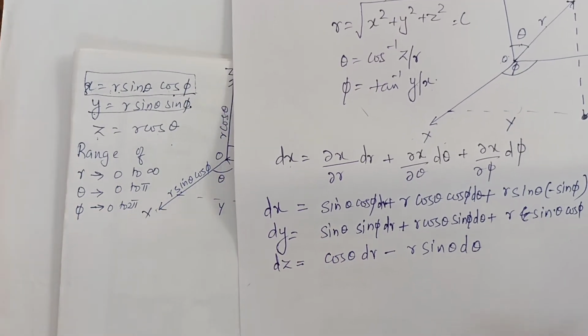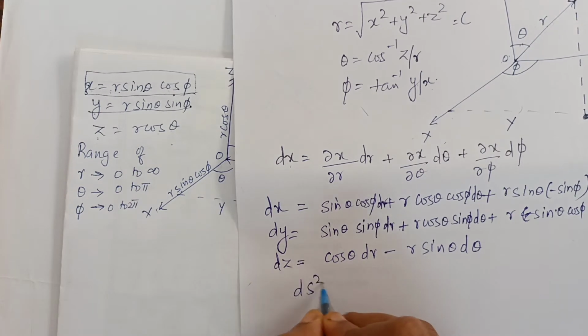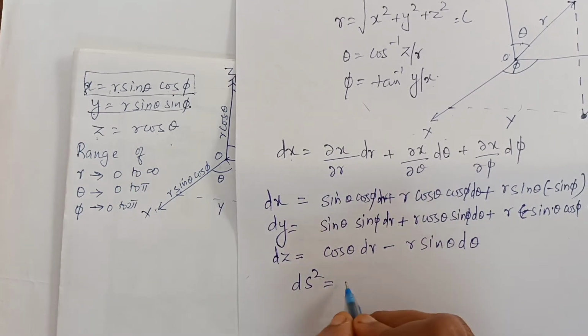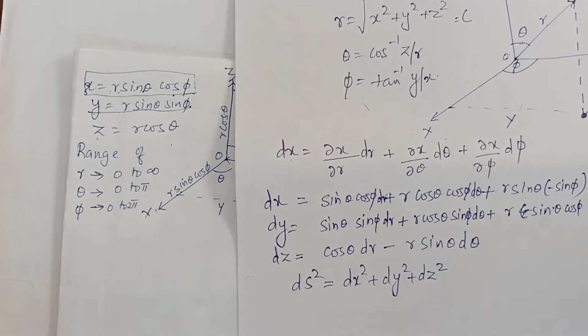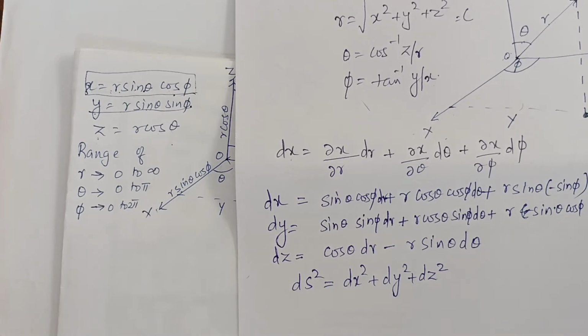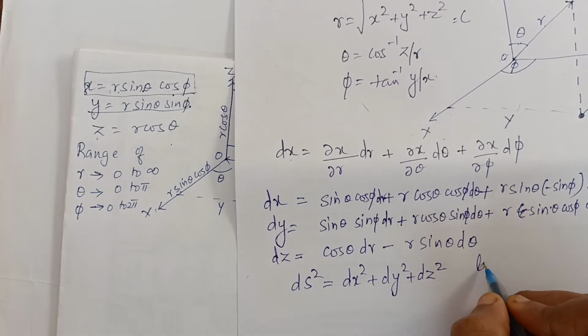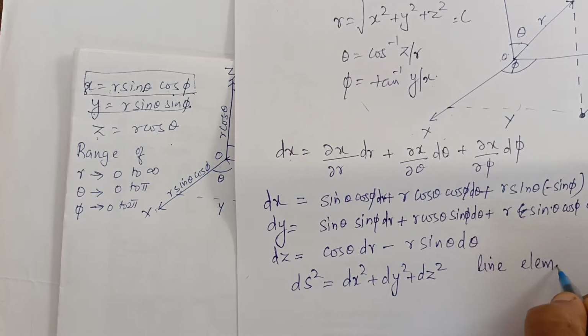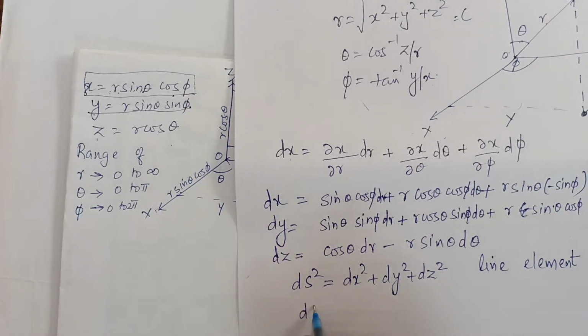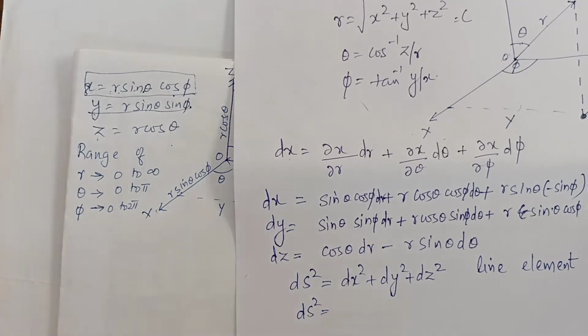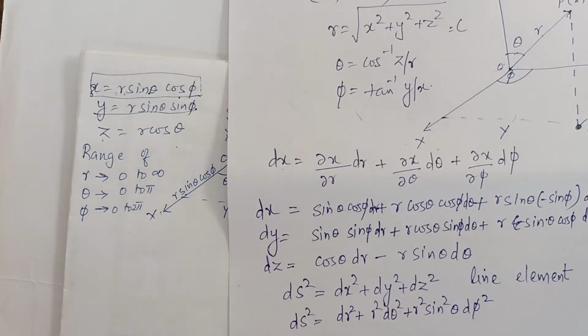Now we know that in Cartesian coordinates, ds square is equal to dx square plus dy square plus dz square. Now we have the values of dx, dy and dz. Now we have to write the expression for the line element in spherical polar coordinates. Let us write ds square is equal to, and we can substitute for dx square, dy square and dz square.